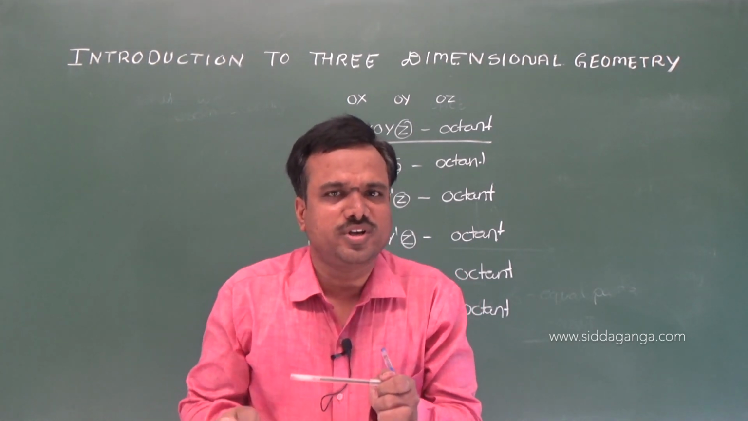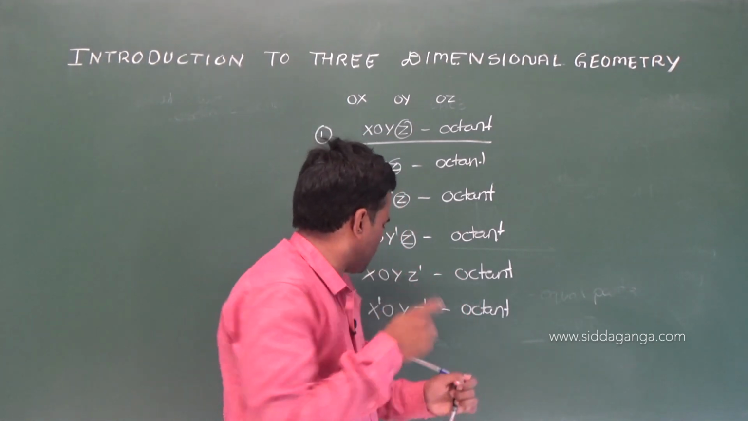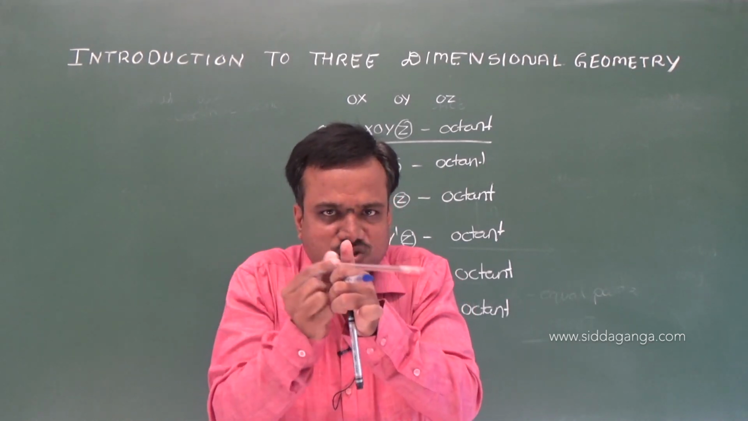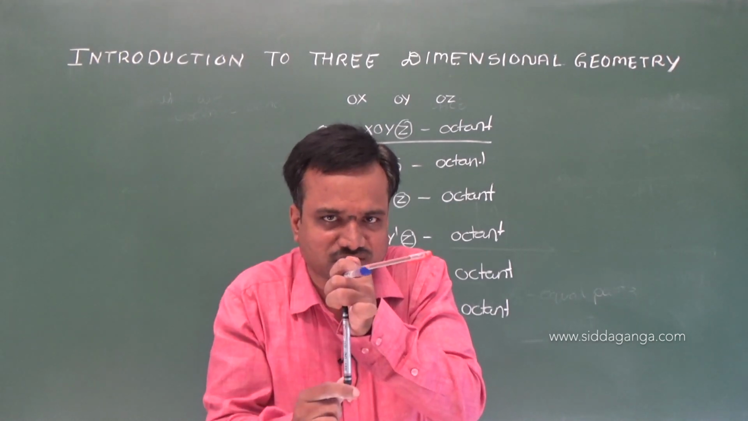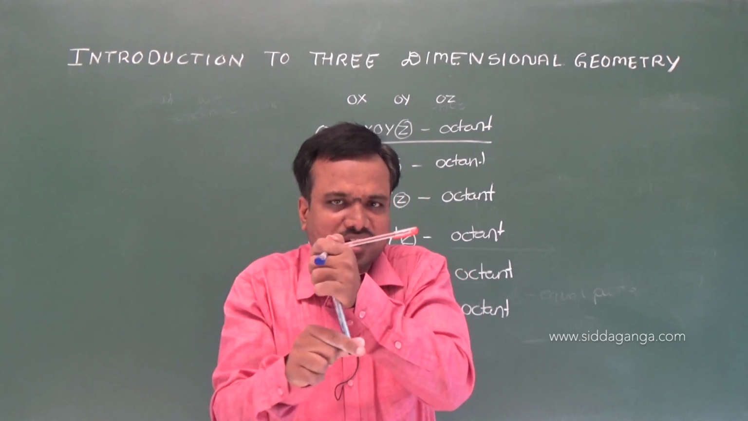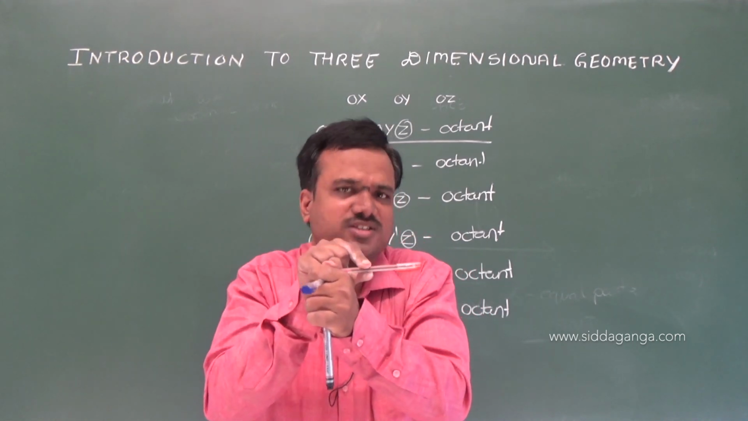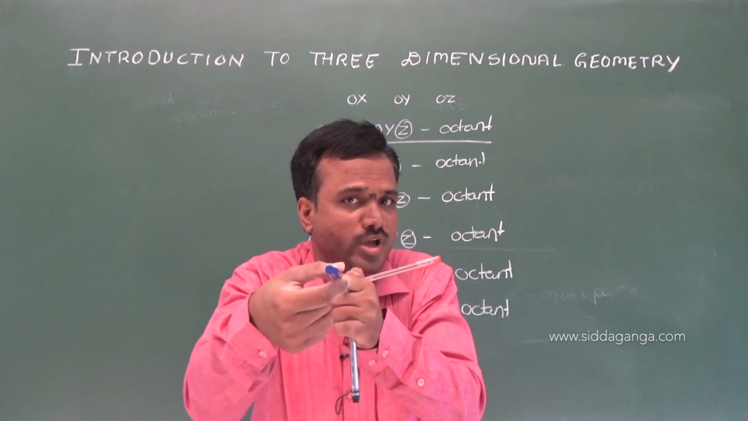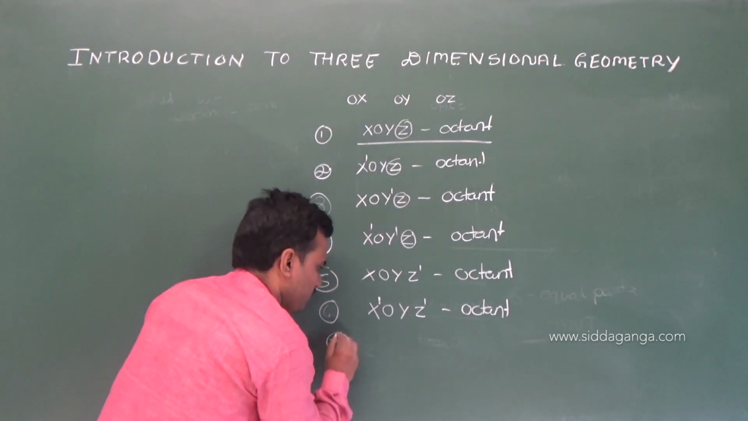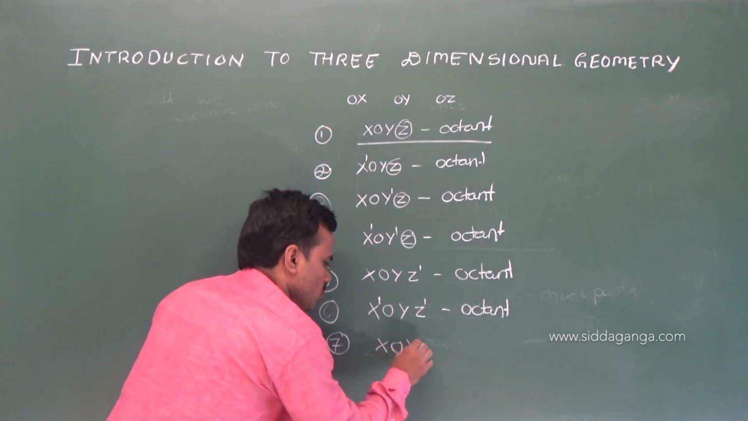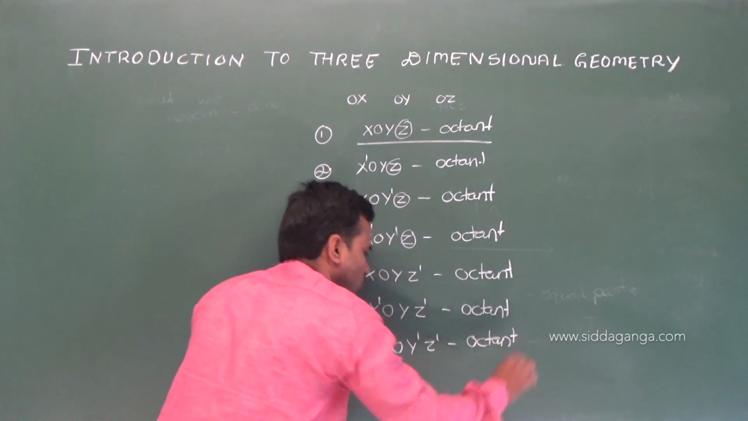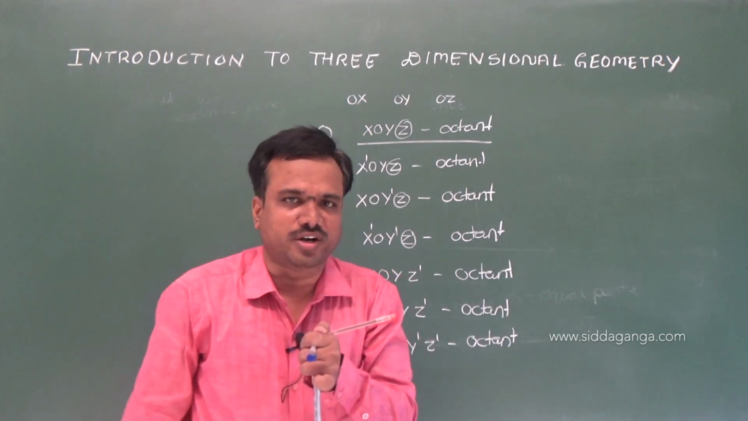Correct? What I do here next, I shift the positive direction of Y axis to the negative direction of Y axis. Carefully observe here, this octant contains the edges Ox, Oy dash, Oz dash. Seventh one, X, O, Y dash, Z dash octant.